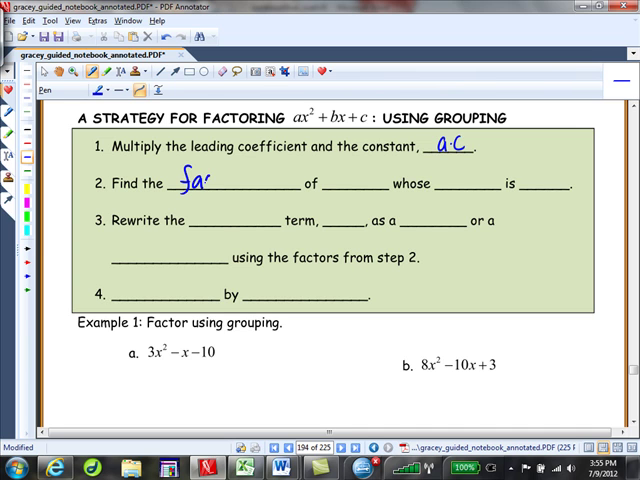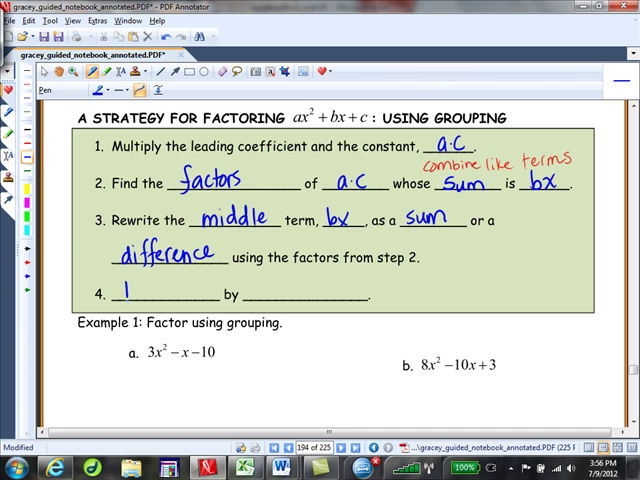Then what we do is we find the factors of a times c, whose sum is b. And again, this is when you combine like terms. So when you combine like terms, you get b, or if you want, you could say bx. All right, so rewrite the middle term, bx, as a sum or a difference using the factors you found from step 2, and then factor by grouping.